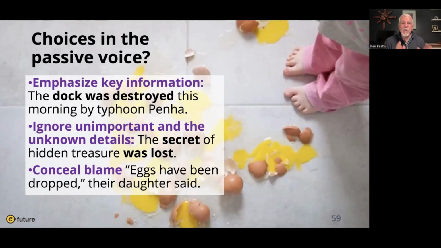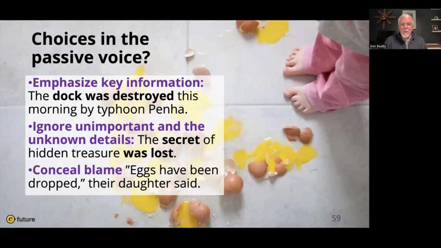If we say the dock was destroyed this morning by Typhoon Penha, okay, so the dock was destroyed. That's the most important thing. So you're foregrounding that. If you're just using the simple past, you would just say the Typhoon Penha destroyed the dock this morning. But that's making the Typhoon Penha the most important thing. So it's emphasizing the key information.